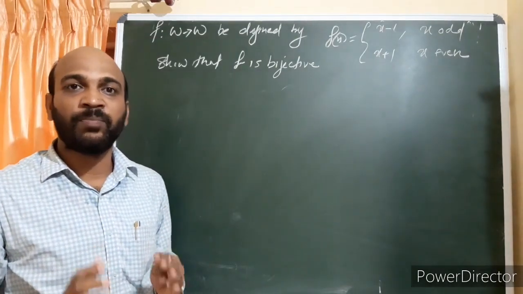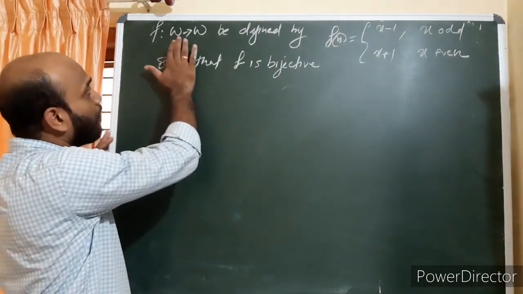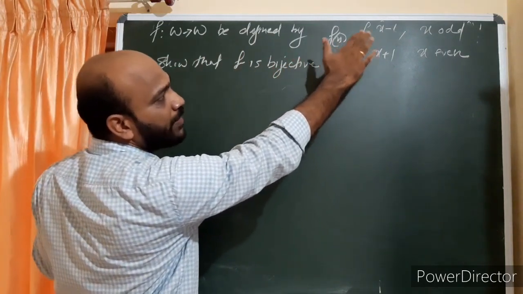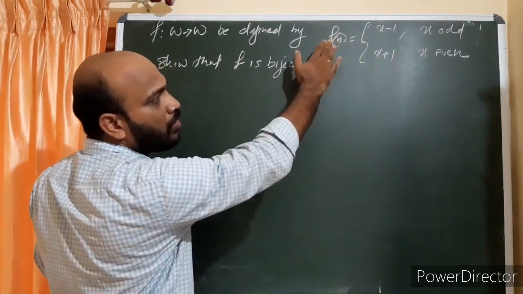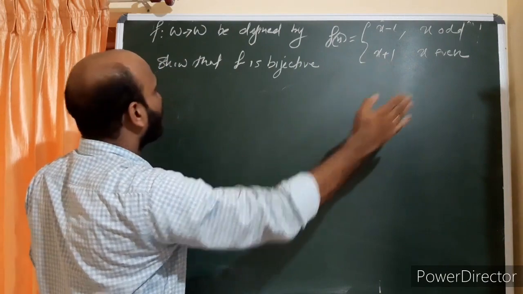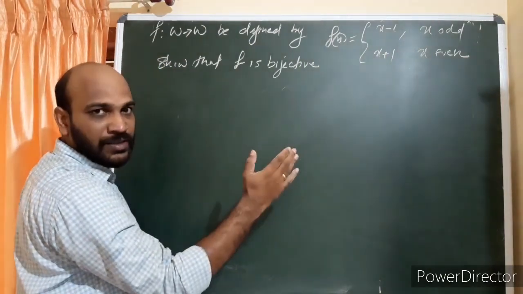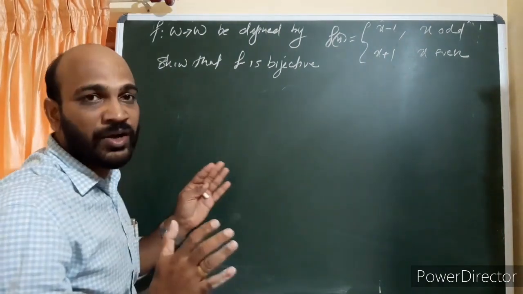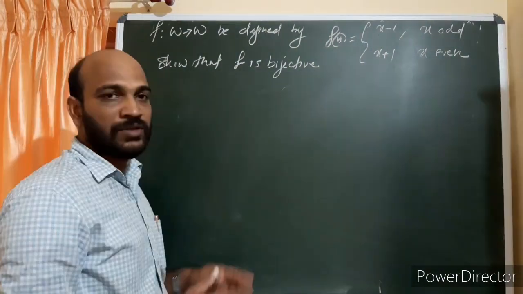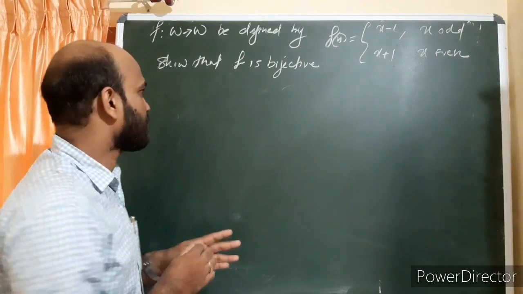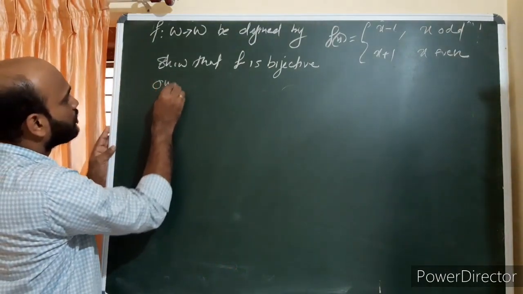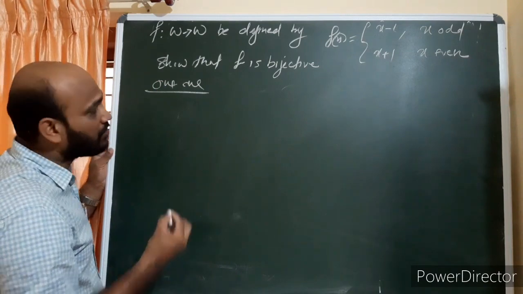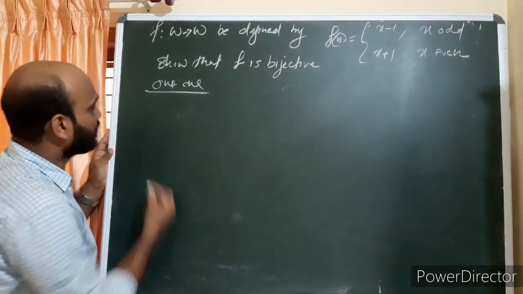Now we can consider one more question. f from W to W is defined by f of x equal to x minus 1 when x is odd, equal to x plus 1 when x is even. Show that f is bijective. That means it is 1-1 and onto. This question you have to compare with the last question. So we can go for 1-1 first. Just like the last question, 4 different cases you have to consider.